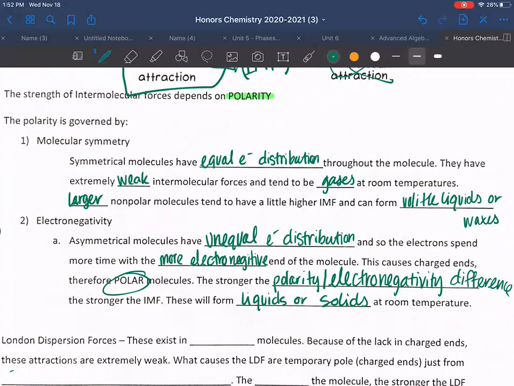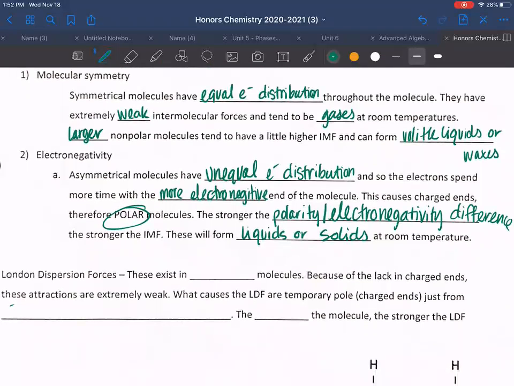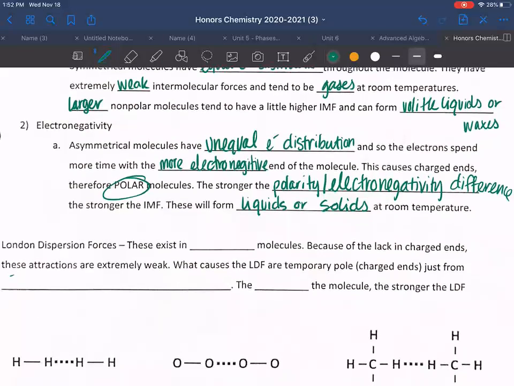Okay. And so we're now going to give names to these forces that these different types of molecules have. And so we have London dispersion forces. I'm going to abbreviate that as LDF. And so these exist in nonpolar molecules. And what happens is there are no charged ends here, and so this makes it extremely weak. It's kind of funny to call something attraction forces when there's practically none that exist.